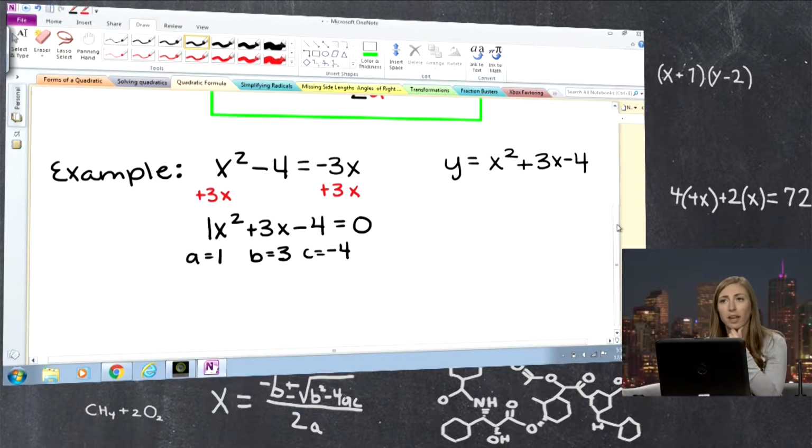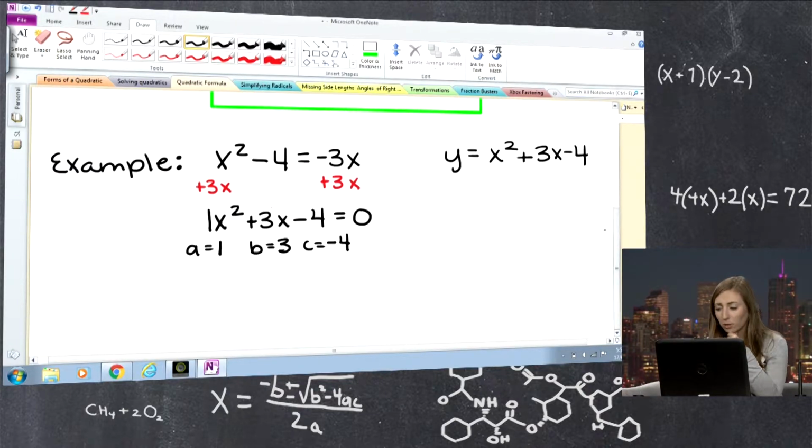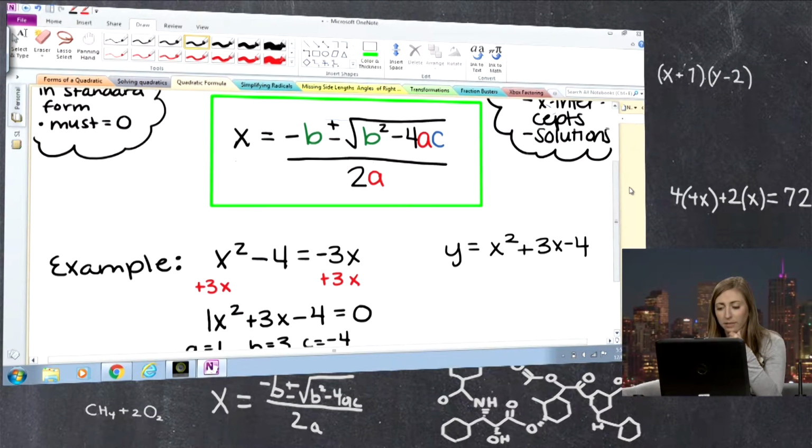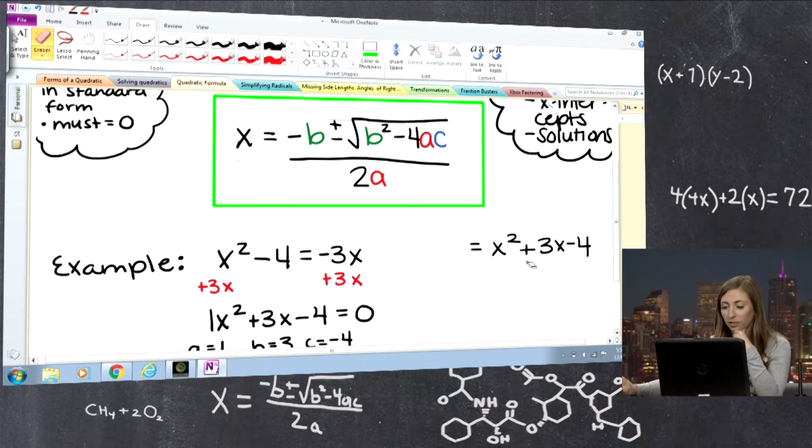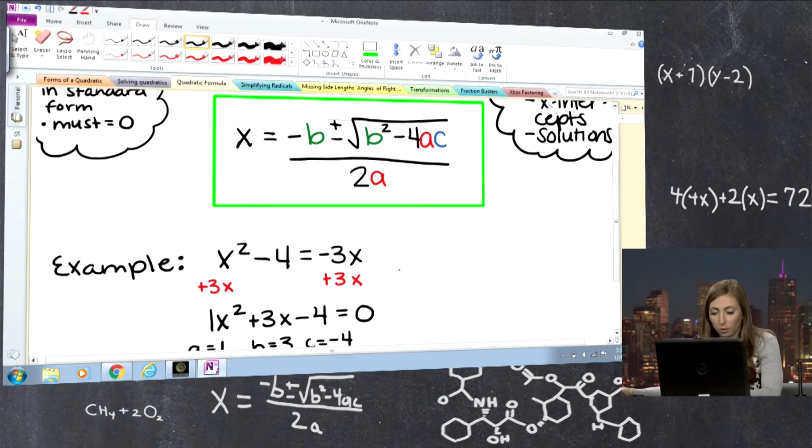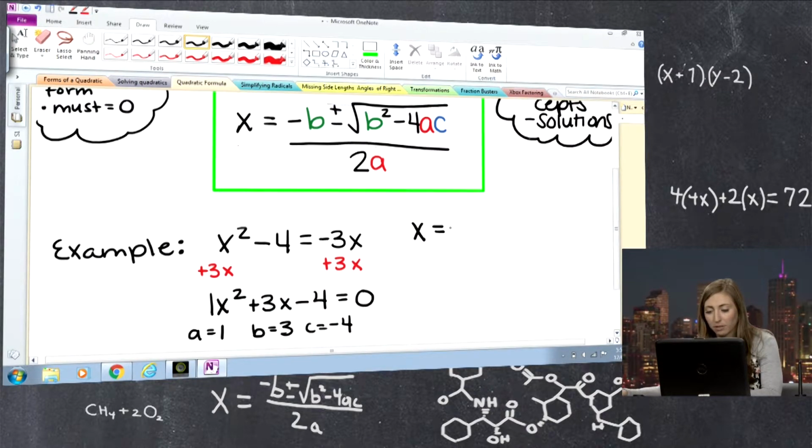So then from there, we're going to just plug it into this formula over here. And I'm going to erase this equation here so that I've got some room to write. So I have x is equal to negative b. So if you look back, my b is 3. So we're going to write -3. And then we do plus or minus the square root of b squared. So b is 3.